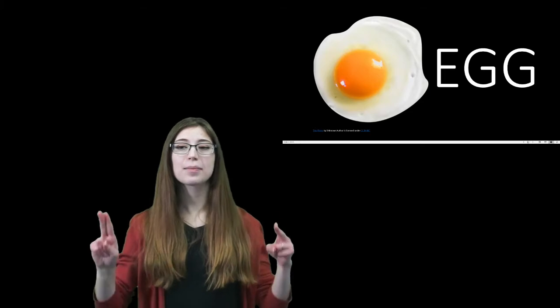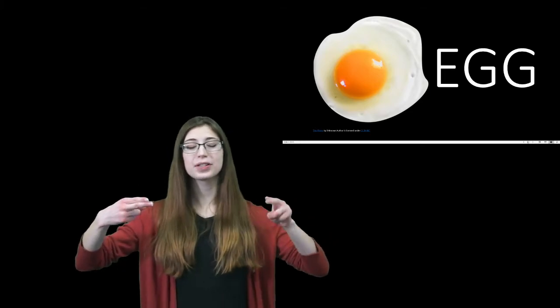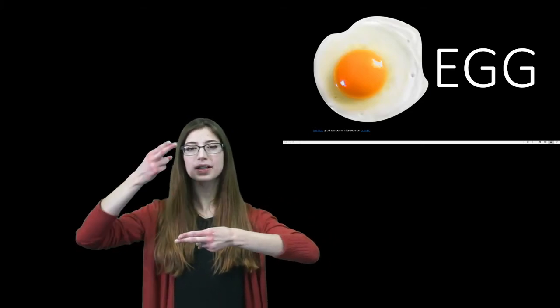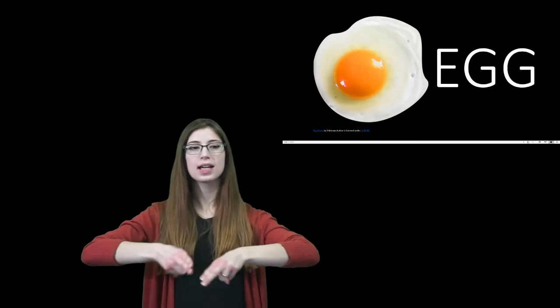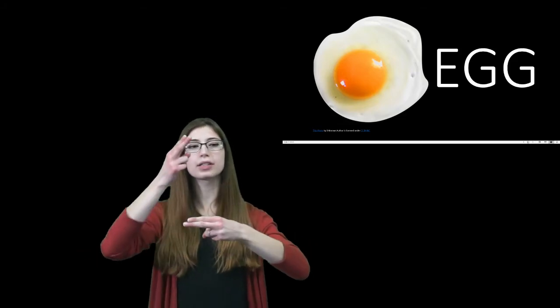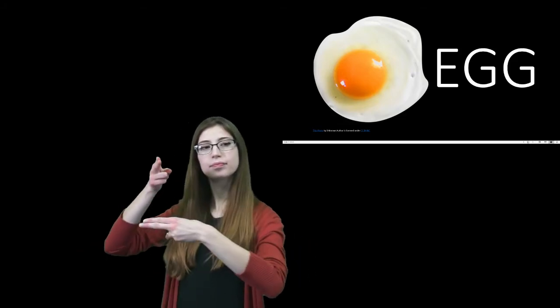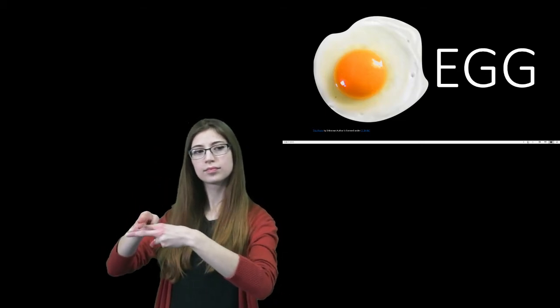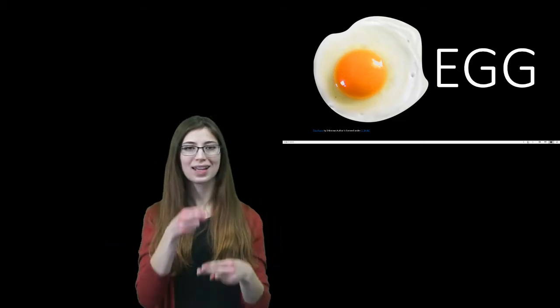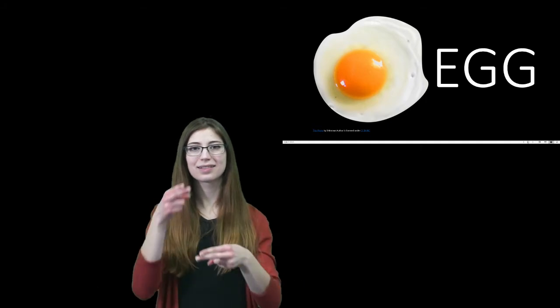Egg. You're going to make 2 H handshakes. Your non-dominant hand will be on the bottom. Your dominant hand is going to come down, tap your dominant hand, and then they will split open like the 2 halves of an egg. Egg.